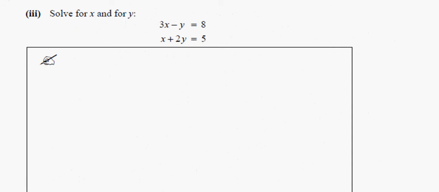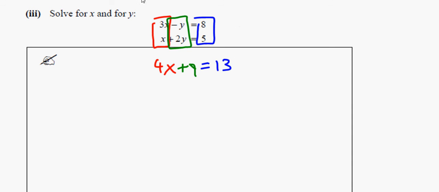Now, last question. We're going to solve for x and y. Now this is once again one of these simultaneous equations. If you add downwards, remember when we're adding downwards, it's like 3 little lanes. That'd be 4x. The green lane would be y plus 2y, that will give us plus y. And then the blue lane is 8 plus 5, which is 13. Now we want one of these to disappear, so I'm going to go for the y's. I want the y's to disappear somehow.